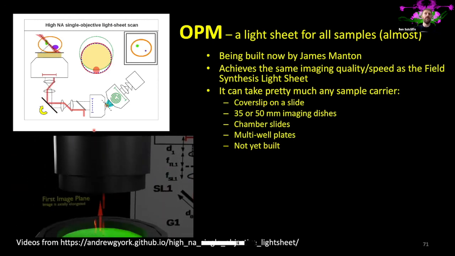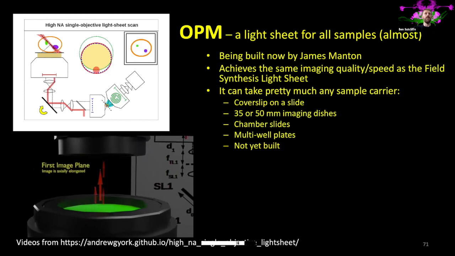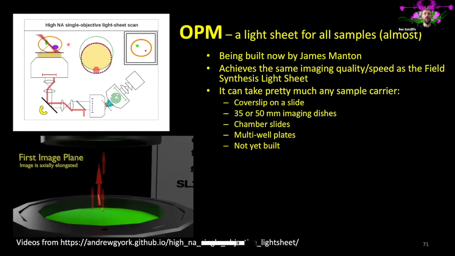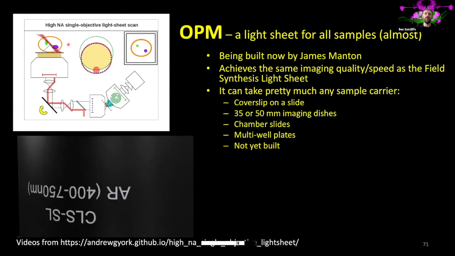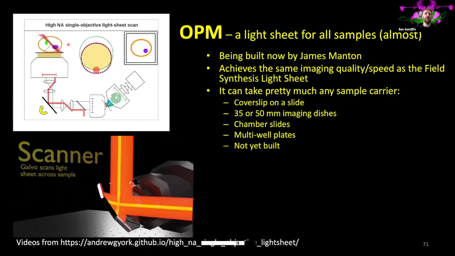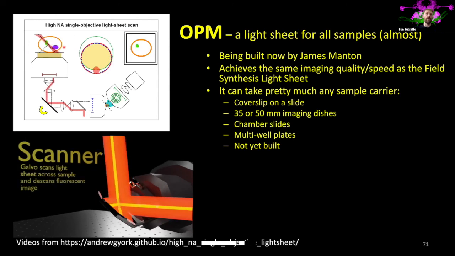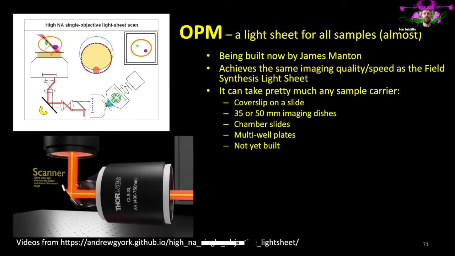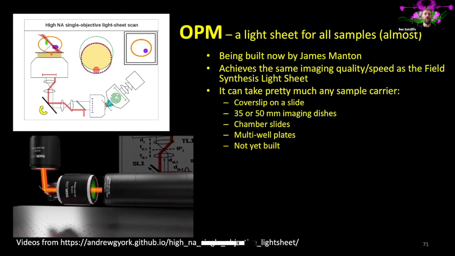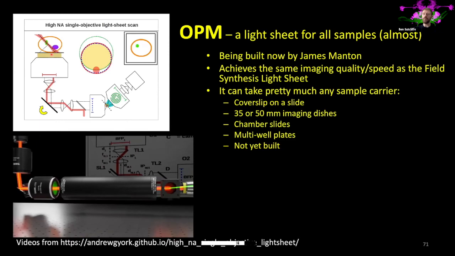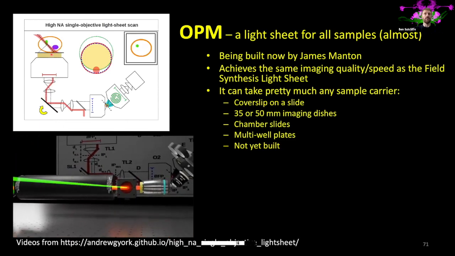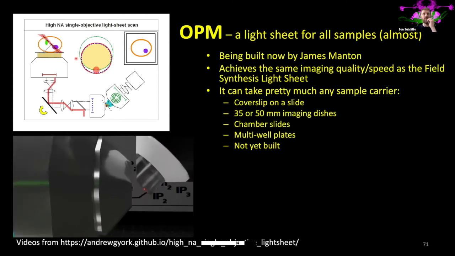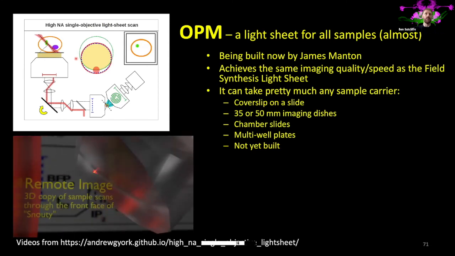And the advantage of this is that you're going to be able to put any typical sample carrier that you already use, so slides, imaging dishes, chamber slides, multi-well plates, but not quite yet, on top of this detection illumination objective and then image them with a light sheet. So the imaging is going to be very rapid and also gentle. It's not yet built, but James is working on it and it should happen soon.